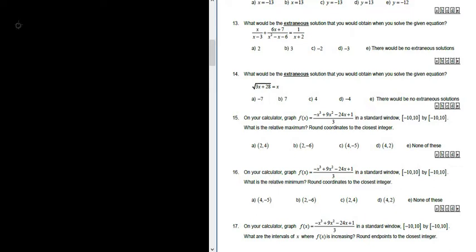We're going to work out number 14. What would be the extraneous solution that you would obtain when you solve the given equation? So the equation is the square root of 3x plus 28, and that's equal to x. So the extraneous solution is the answer we get that does not check. So we have to solve this equation, check our answers, and the one that doesn't check, that's the answer.